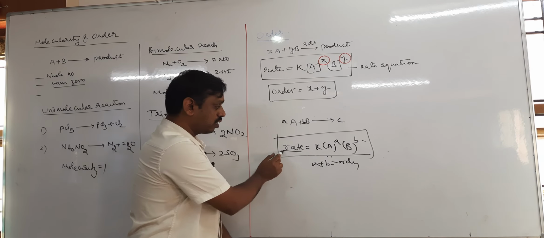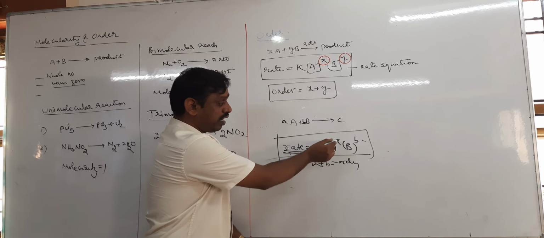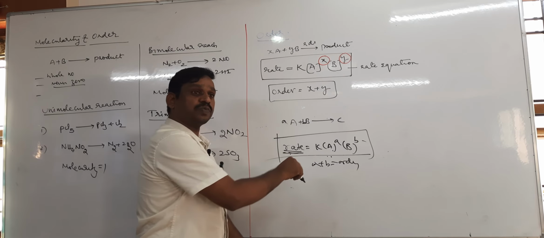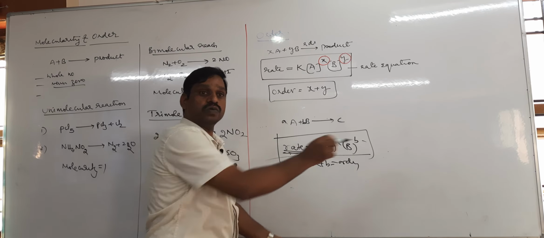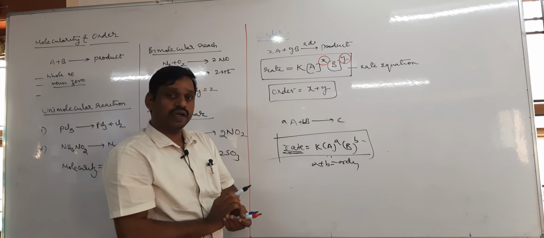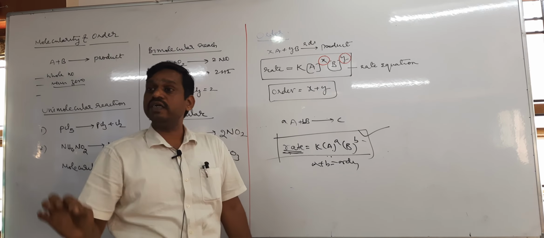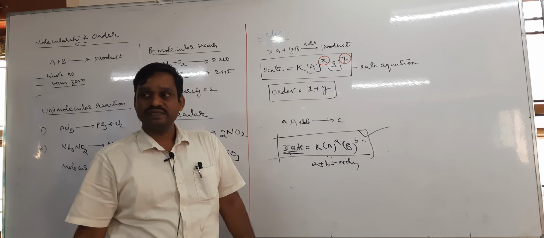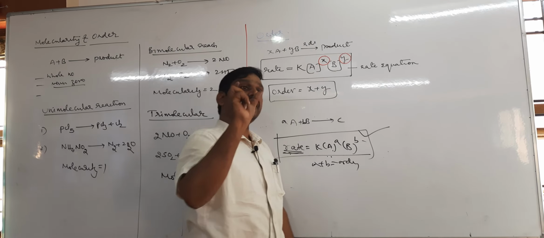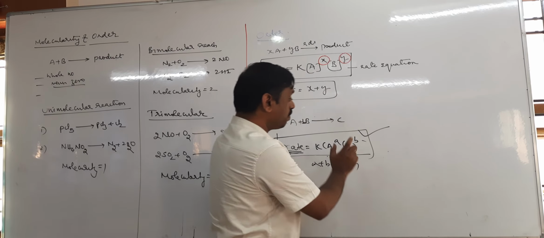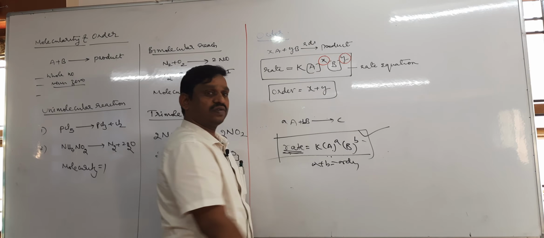Rate is directly proportional to A and B. It means this is possible when somebody has proved it experimentally, right? Therefore, this equation is called the experimentally determined rate equation. Therefore, order can be identified from the experimentally determined equation, but not from this equation.